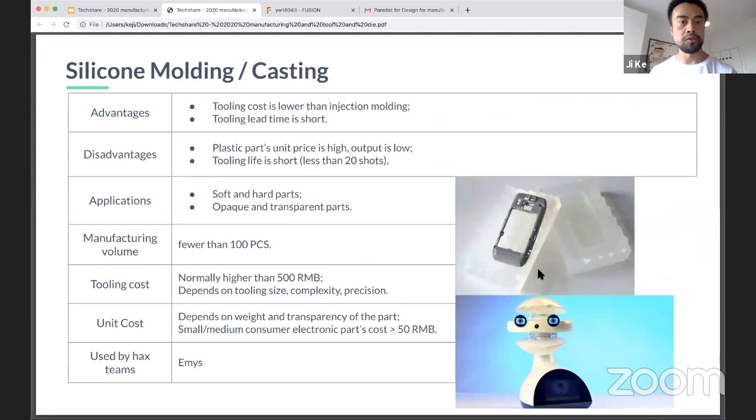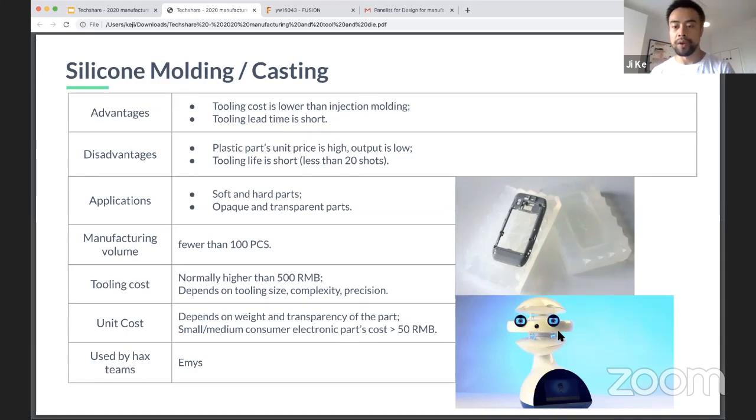A lot of teams do use silicone molding. In fact, most startups, before they go to injection molding tooling, will test with silicone molding. It's also very cheap and very quick, but it does not last very long. Silicone molding usually lasts for 100 pieces, and the cost can be as cheap as 500 RMB, which is roughly $70 for a set of tooling.